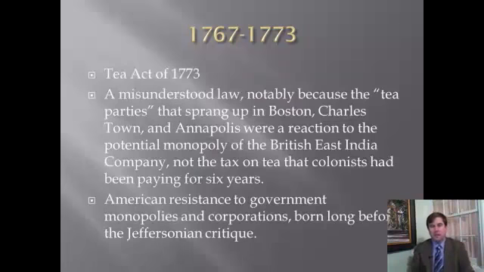Now, in 1773, you're going to get something called the Tea Act. Now, this is a misunderstood law, notably because of the tea parties that sprang up in Boston, Charlestown, and Annapolis. What they were worried about was a potential monopoly of the British East India Company, not the tax on tea that they'd been paying for 6 years. They'd already been paying this tax. But they worried about this monopoly that the British East India Company would potentially have.